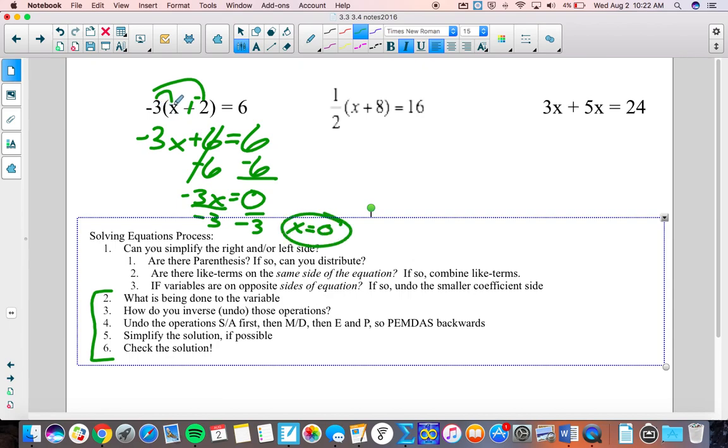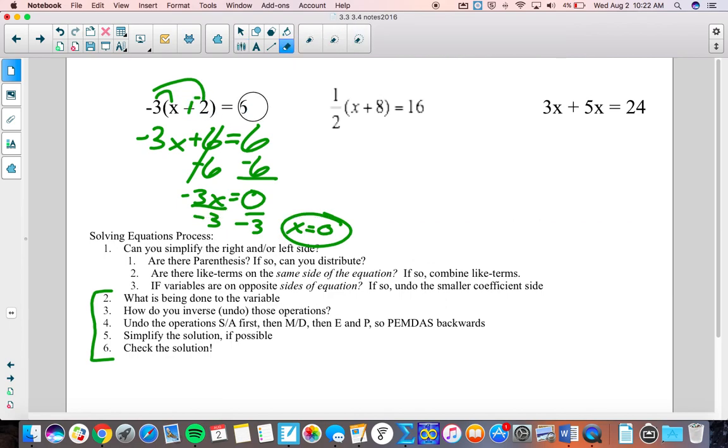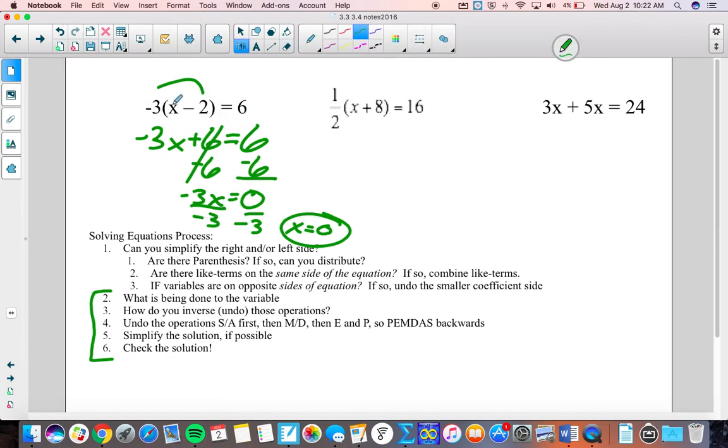Let's try that. So what's 0 minus 2? I'm going to go back to the original equation. 0 minus 2 is negative 2. What's negative 2 times negative 3? Positive 6. It's totally correct.